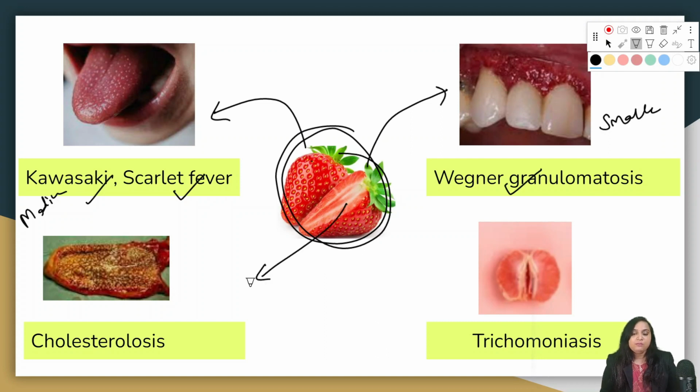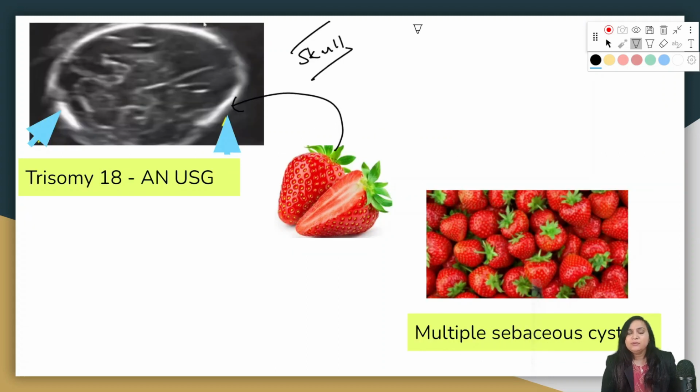Strawberry gallbladder is seen in cholesterolosis, and strawberry vagina is seen in a protozoal infection, that is trichomoniasis. Strawberry shaped skull is seen on antenatal USG in trisomy 18, while strawberry shaped scrotum is seen in multiple sebaceous cysts.